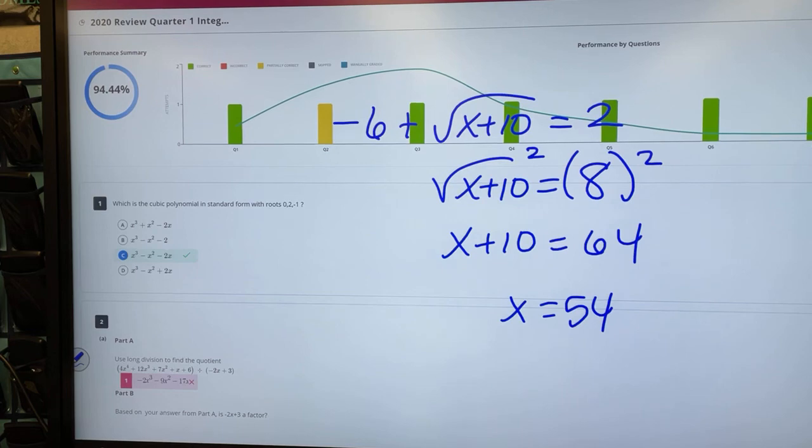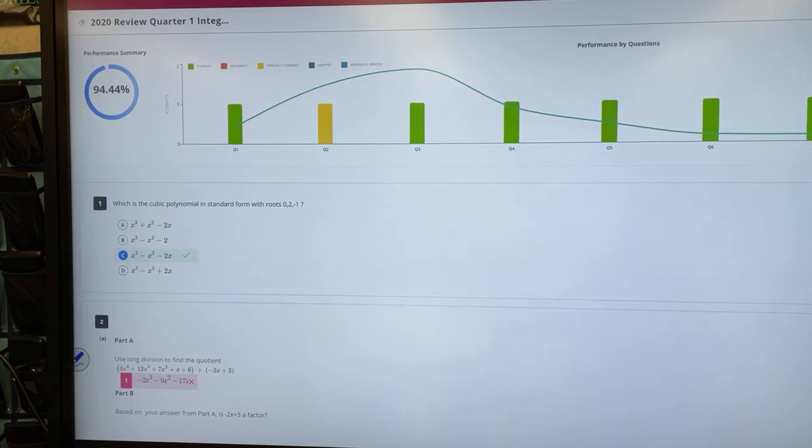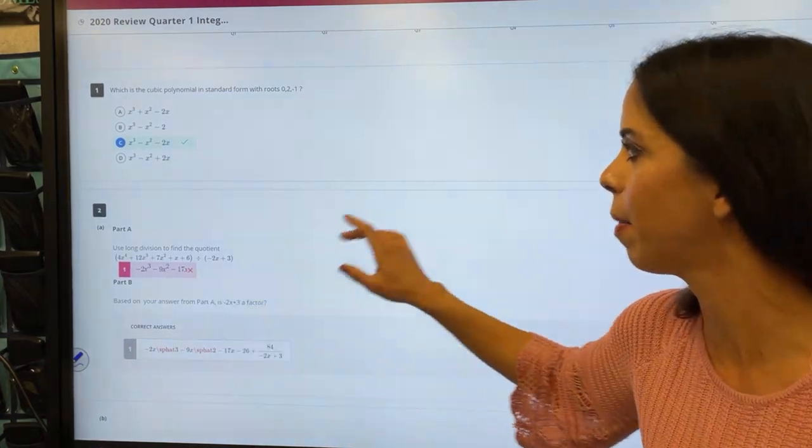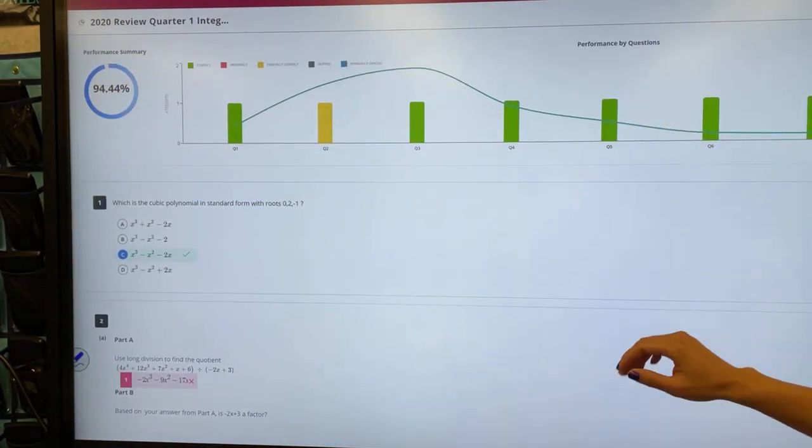Let me clear the ink. So it automatically marks 2 wrong because I don't know why it has that, but it's the same thing. 2 is completely correct. So this is 100%.